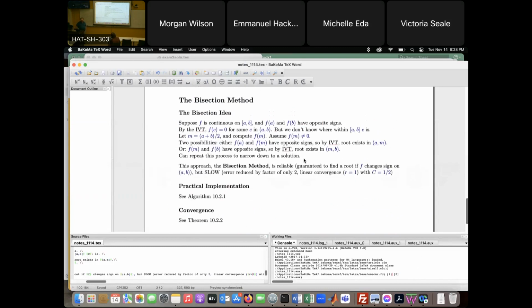Okay, are there any questions about root finding in general or bisection? Any more questions?